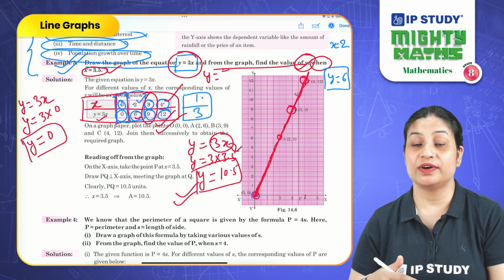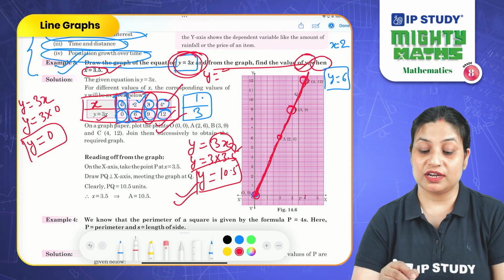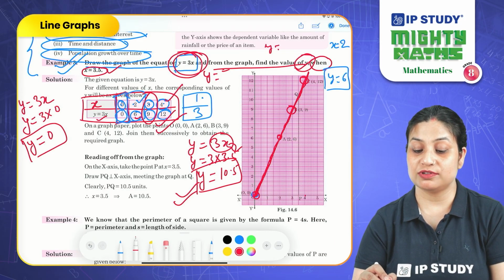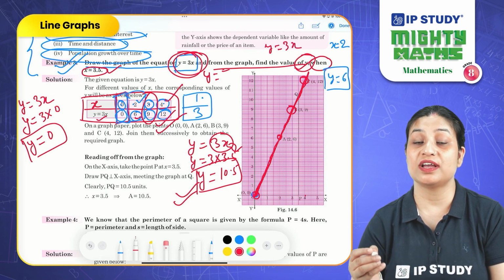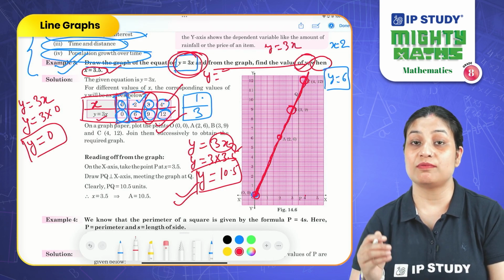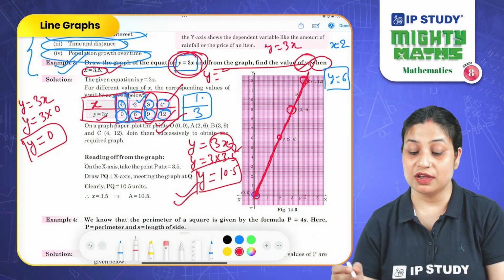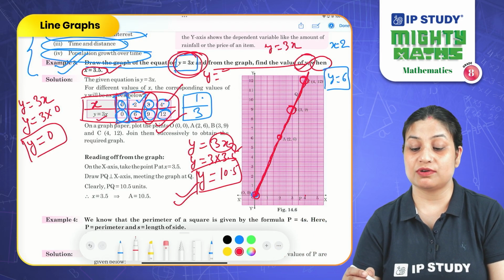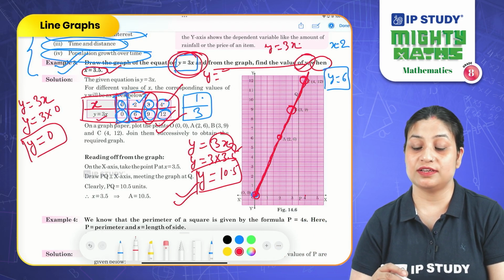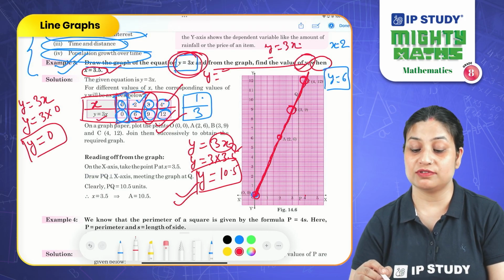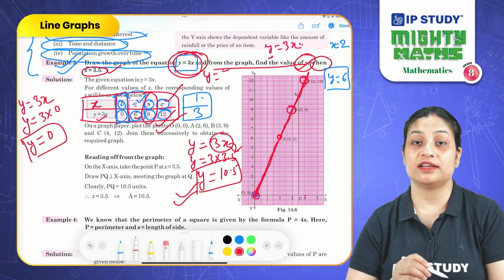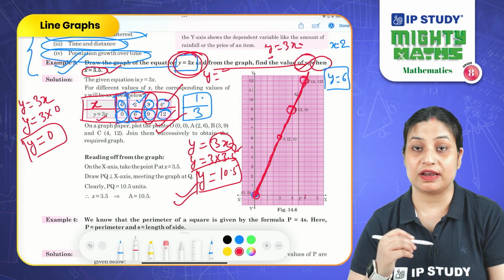So what we have done over here, depending upon the condition, that is y is equal to 3x, we have taken the value of x from 0 to different numbers. We started with 0. We saw that when the value of x is 0, we got y is equal to 0. When x is equal to 2, we got y is equal to 6. For x is equal to 3, we got y is equal to 9. Right? For x is equal to 4, we got y is equal to 12, like this.